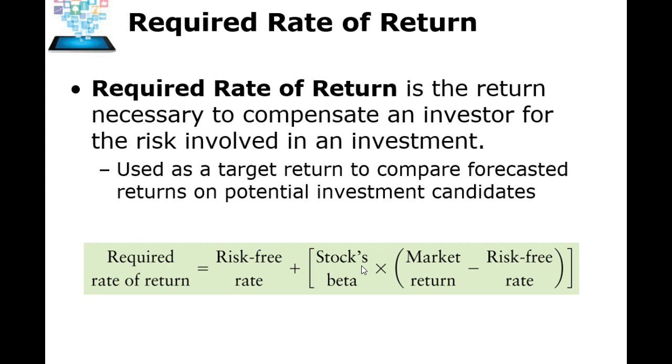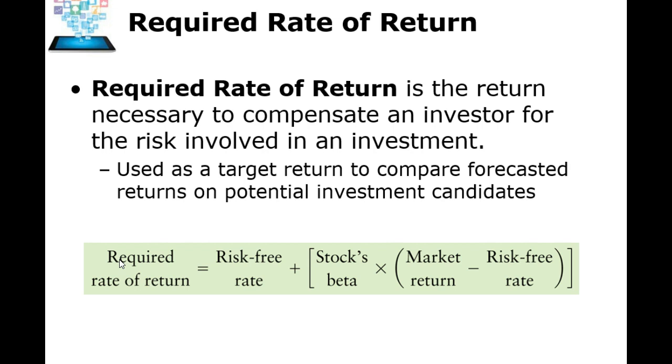And beta we learned from chapter 5, maybe part of chapter 6. It's a measure of the stock's correlation to the market. So stocks that have a riskier volatility will have a higher beta, and the required rate of return will be higher as a result. So we can use this capital asset pricing model to calculate what our required rate of return would be for a stock.